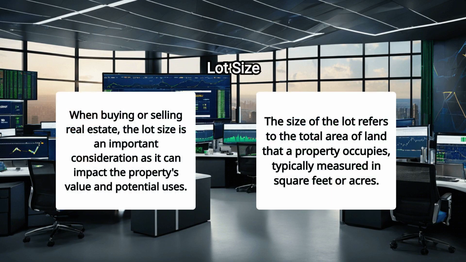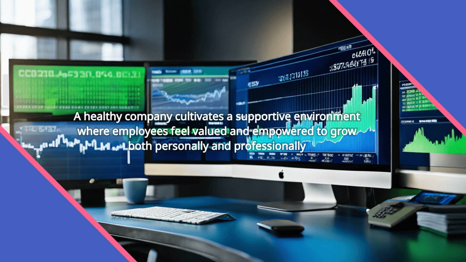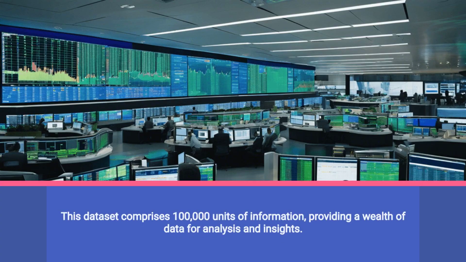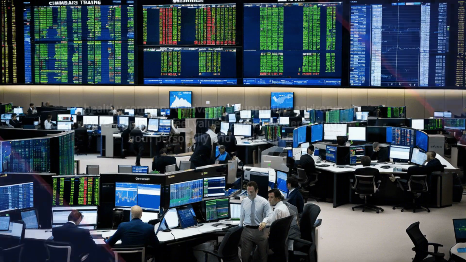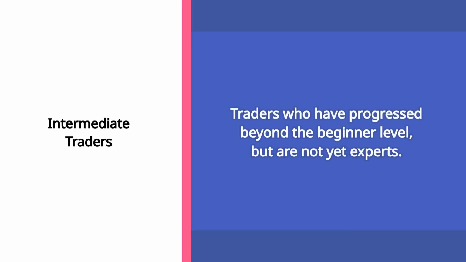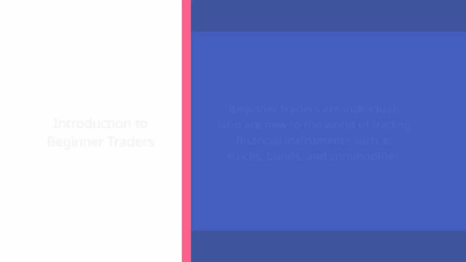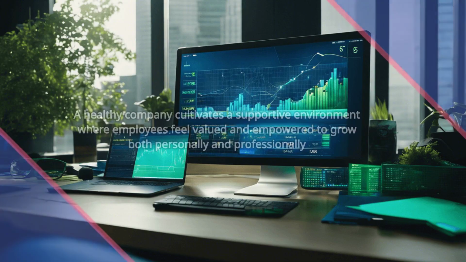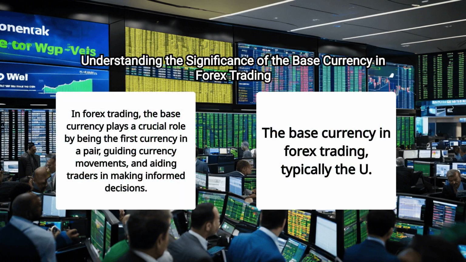Lot size, units of base currency, pip value example EUR/USD, recommended use. Standard lot: 100,000, $10, professional traders. Mini lot: 10,000, $1, intermediate traders. Micro lot: 1,000, 10 cents, beginner traders. Nano lot: 100, 1 cent, experimentation.